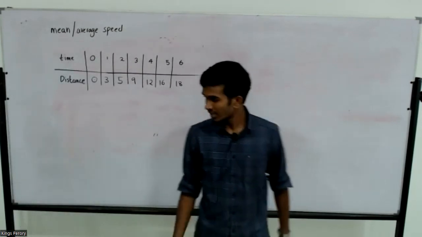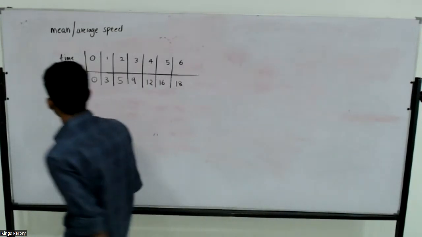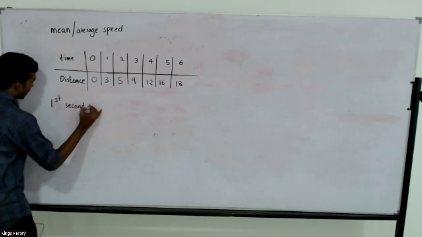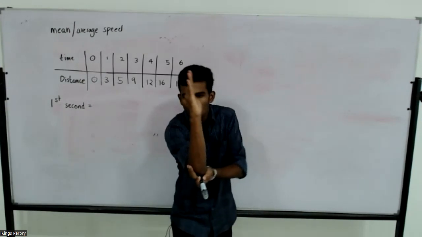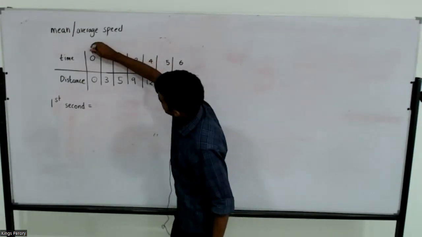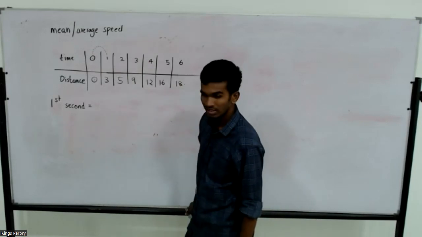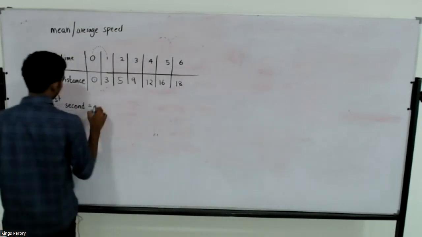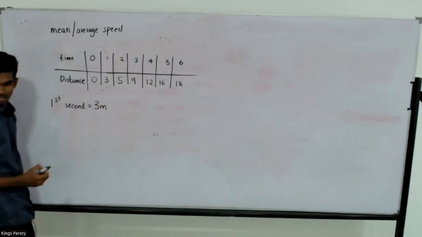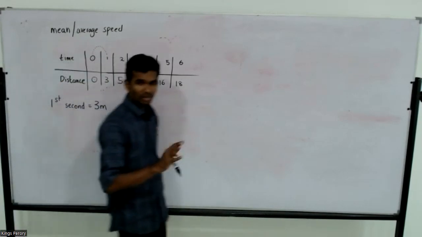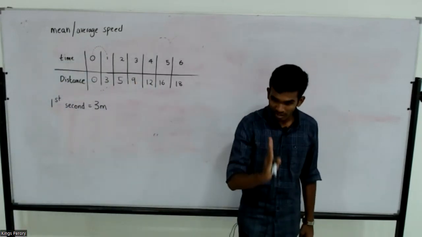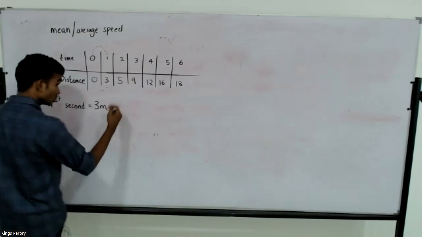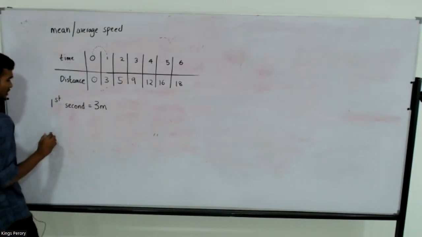Now tell me, what is the distance traversed in the first second? First second means where to where? 0th second to 1 second. What is the distance traversed? 3 meters. If it is a constant speed, what should happen? Throughout the journey, for every 1 second, he should go 3 meters. We'll see whether he's going 3 meters or different distances each time.